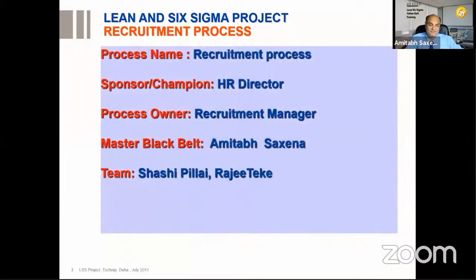You form a team. Process name is recruitment. Problems are in the processes, not in the people. Don't blame the recruitment team. Recruitment team blames the department manager: we send you the CV, you don't respond. Operations is blaming the HR team. Everyone blames each other. Nothing happens. Recruitment time remains high. Champion, sponsor champion, HR director, recruitment manager. I'm the master black belt.